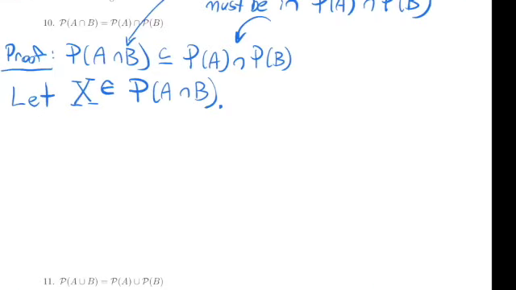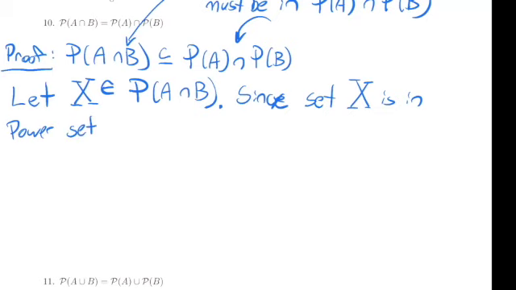So what it means to be in this power set means that this set X, you don't necessarily have to write all of this out, but just to illustrate what's going on here, it might be nice to indicate that this thing X is a set. It's inside the power set of A intersect B. So X has to be a subset of A intersect B.